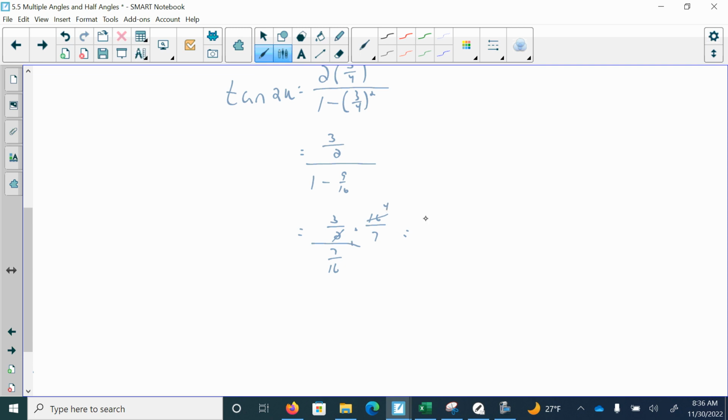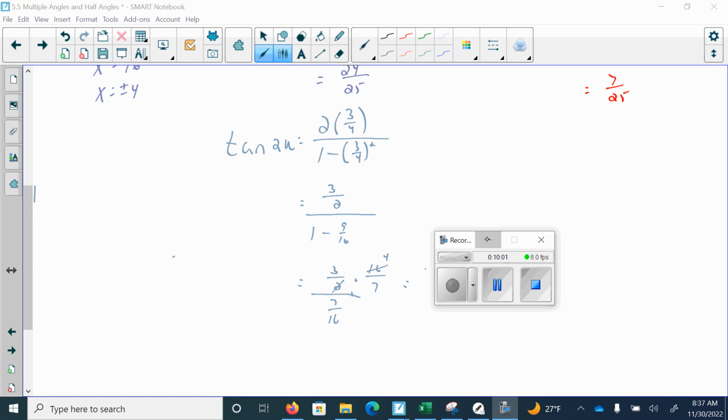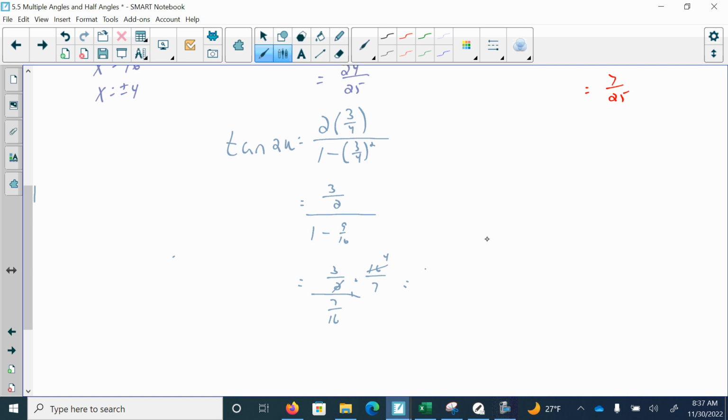That is not right. Pause, please. I found my mistake. When I simplified this, this should be 8, because 2 goes into 2 once, and 2 goes into 16 eight times. When I do that, I'm going to end up with 24 sevenths. And that's going to be my tangent of 2u.